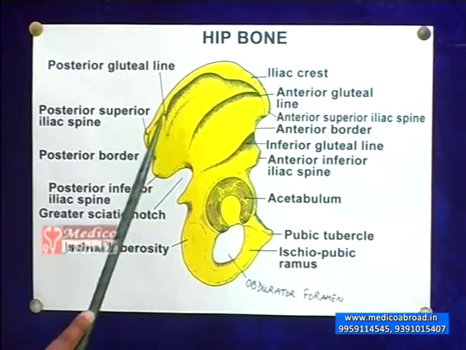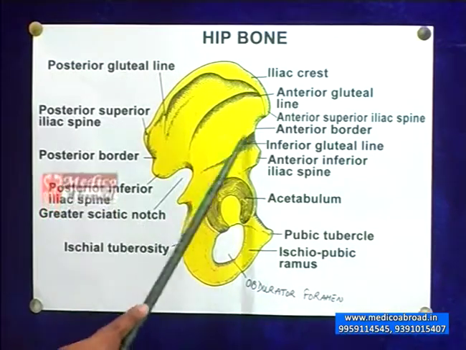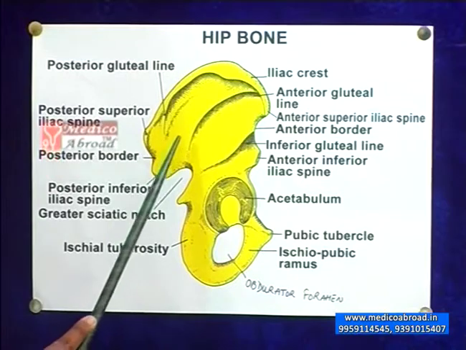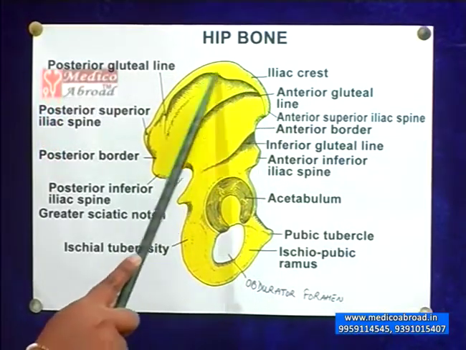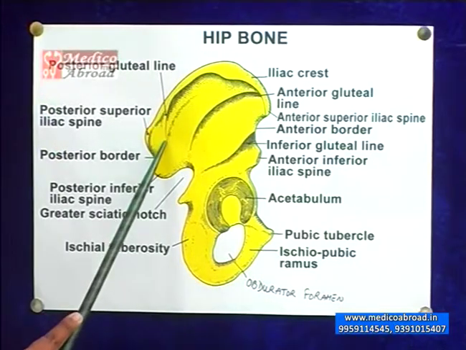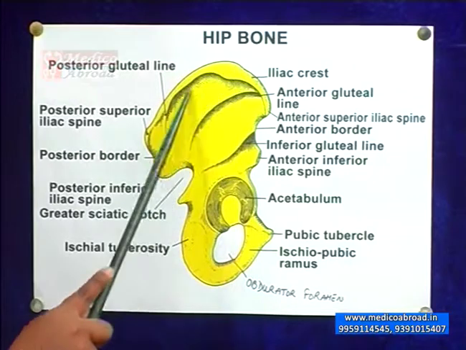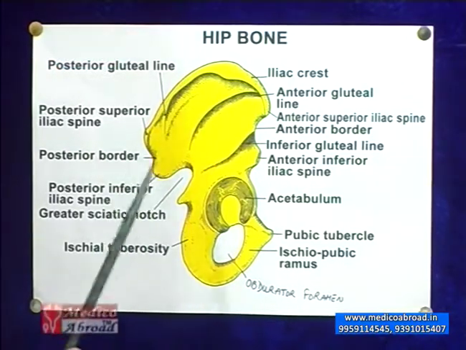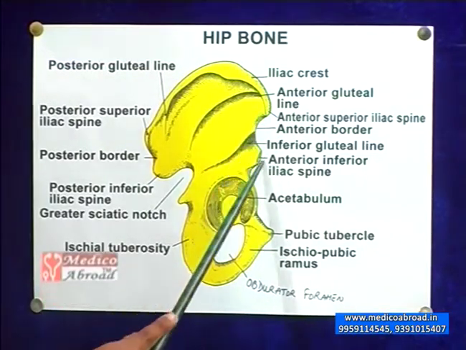Now the outside surface displays 3 different lines, and this is called the gluteal region, where the gluteal muscles take origin from. This is the anterior gluteal line, posterior gluteal line. So these are your gluteal lines from where the gluteal region gives origin to its muscles. Now this is the anterior border of the hip bone.